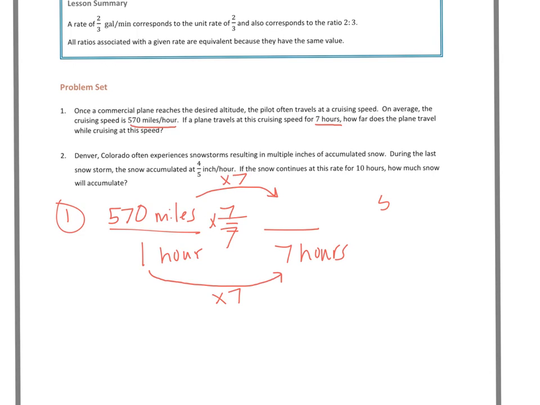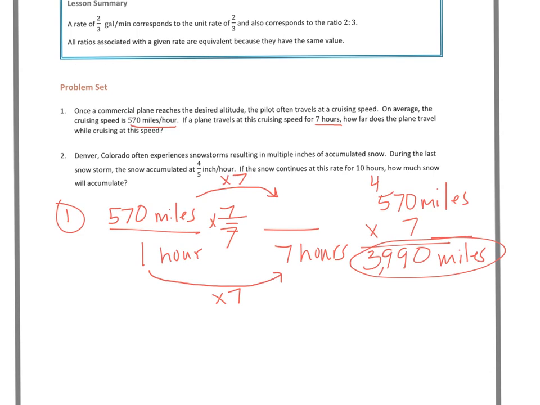So I have to do 570 miles times 7. And we're left with 3,990 miles. And I know it's miles because I have miles on top, hours on bottom, hours over here, so this has to be miles. So 3,990 miles.